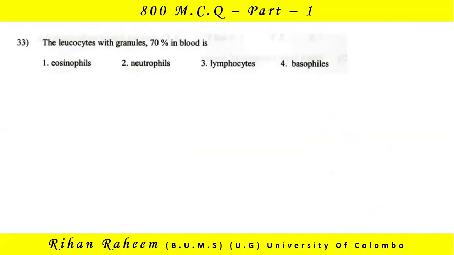Question 33: the leukocytes with granulocyte, 70% in the body. Remember, leukocyte is another name for white blood cells. Red blood cells we call erythrocytes. White blood cells we call leukocytes. Platelets we call thrombocytes. Here they are asking, what is the white blood cell which is in the highest proportion? 70% of the body, or rather blood, means that is also wrong. The question is wrong. It is 70% out of the white blood cells.